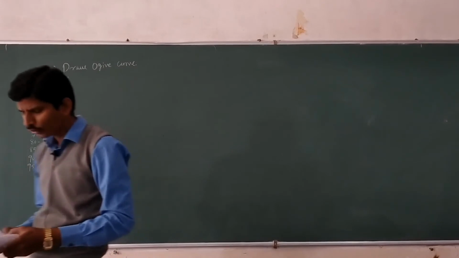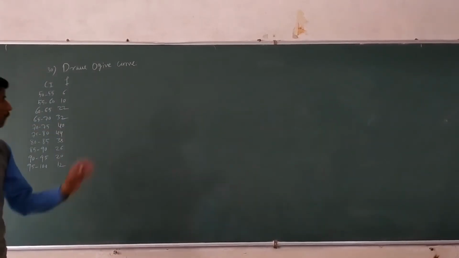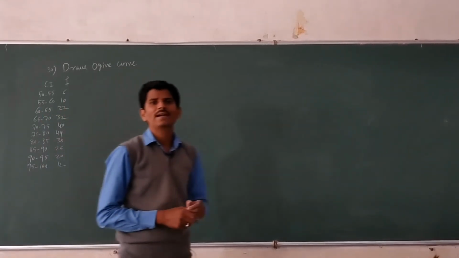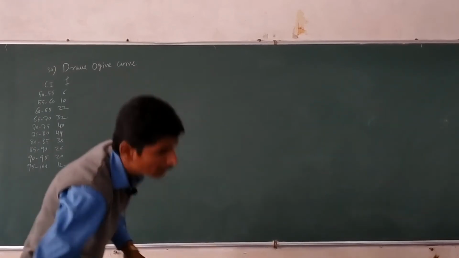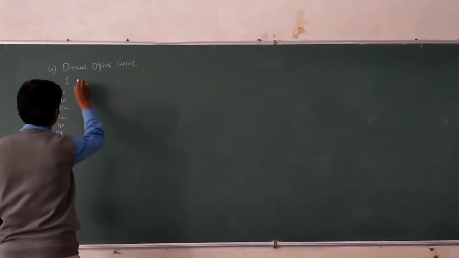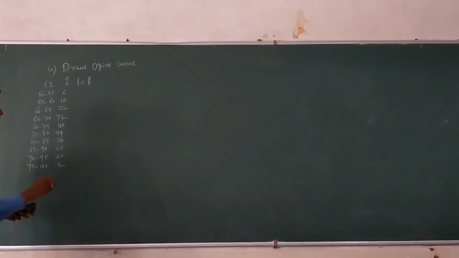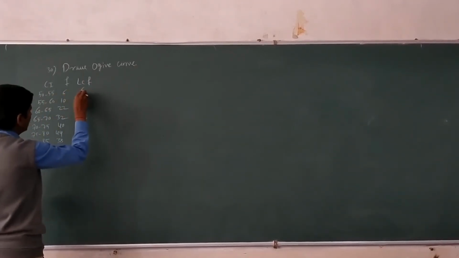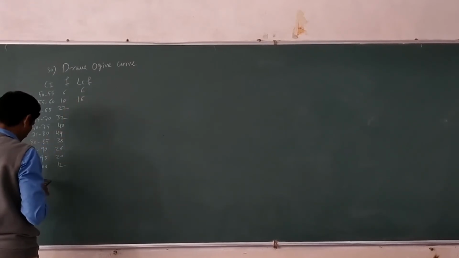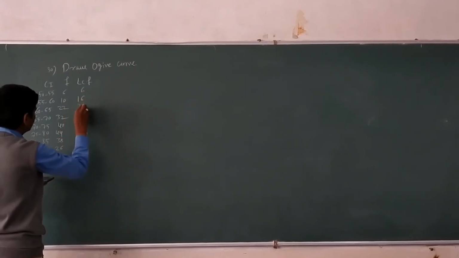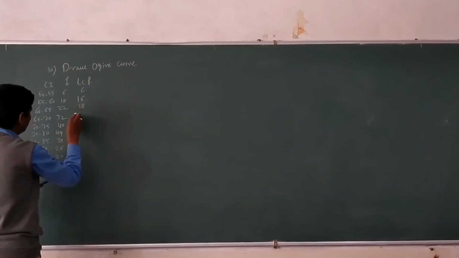To draw the ogives, first we have to find the LCF and MCF values. First, the LCF values. The first term of the frequency and the first term of the LCF are the same. 6 plus 10 is 16, 16 plus 22 is 38, 38 plus 32 is 70, 70 plus 40 is 110, 110 plus 44 is 154.